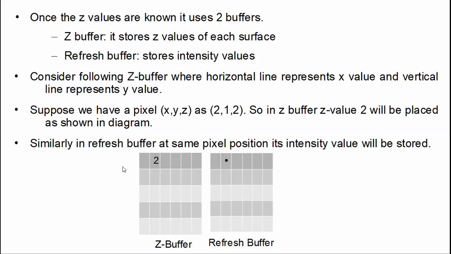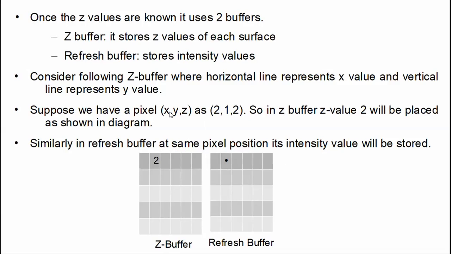Both the buffers are representing this. This is the horizontal line and these are the X values, and these vertical lines represent the Y values, and same for this refresh buffer. These are the X values and these vertical ones are the Y values. Okay, now suppose we have one pixel XYZ having the coordinates 2, 1, 2, that is X value is 2, Y value is 1 and Z value is 2. So in Z buffer, Z value 2 will be placed as shown in this diagram.